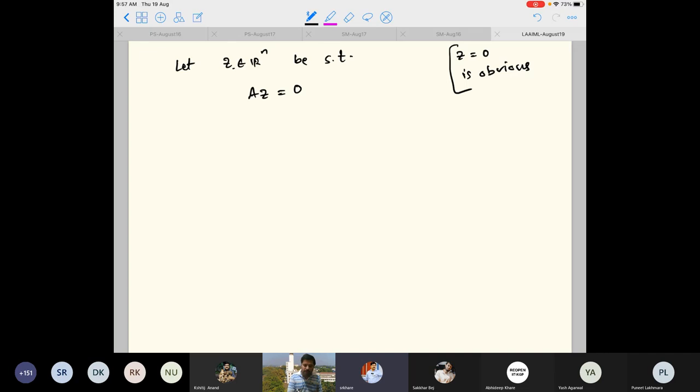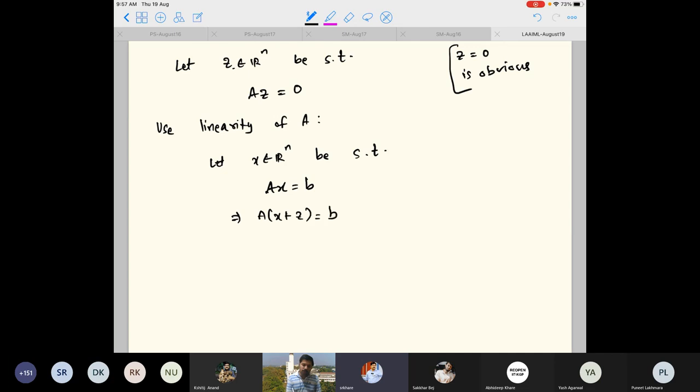So now I'll use linearity of A. Okay, use linearity of the transformation A. How do I use it? So let x in Rn be such that Ax is equal to B. So given a vector B and A, I have found one particular x such that Ax is equal to B. Then can I say that A into x plus z is also equal to B?